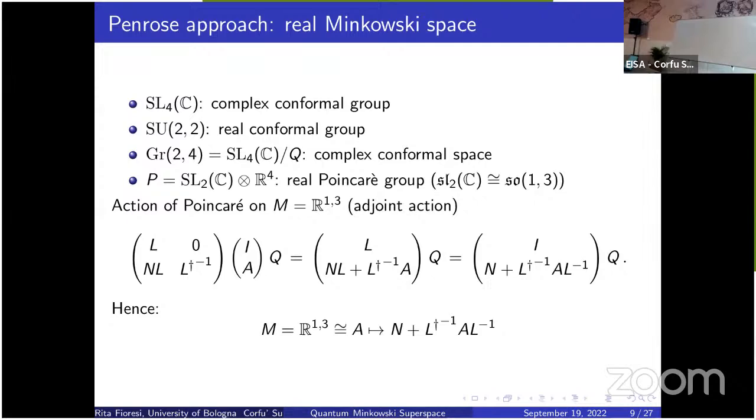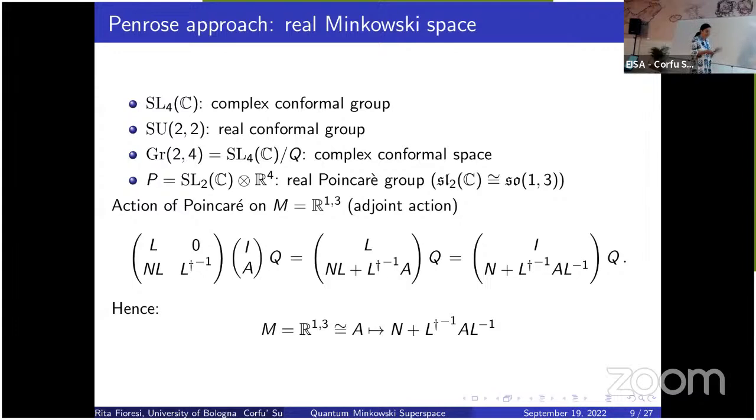Okay, and then you get this beautiful action. What is interesting about this action is that, apart from this translation factor, the determinant is preserved. So in the idea that morally Poincaré should be the Lorentz group times the translation, the semi-direct product, you see that this behaves like the Lorentz group because it will preserve the determinant of A, which is the metric.